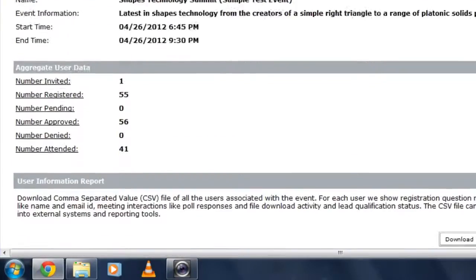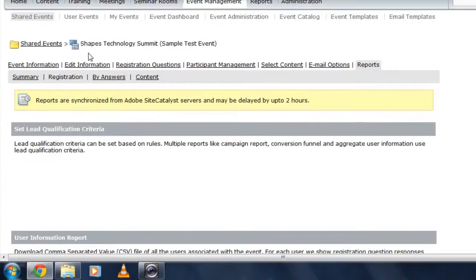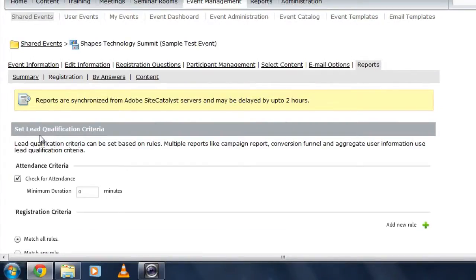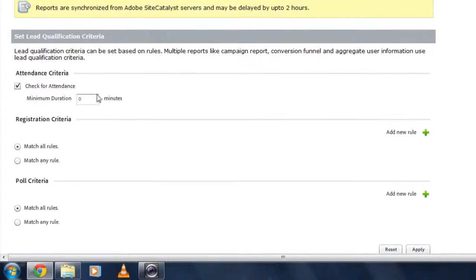I'm going to scroll back up to the top of my page and look at the registration reports that are new to the next version of Adobe Connect. The first section here is something that allows me to set the qualified lead qualification criteria. So this lets me define who is a qualified lead and who's not. One of the first things I might want to do is check for attendance. Did these people attend my event? Obviously, if they didn't, they may not be a qualified lead. But if they did attend, how long did they attend? I can set this for 20 minutes or 15 minutes, whatever I determine the minimum duration should be.